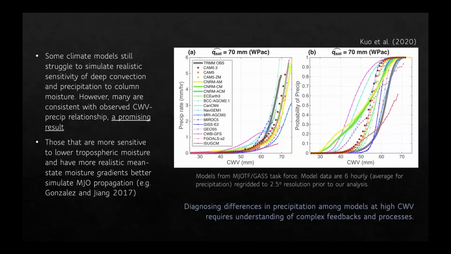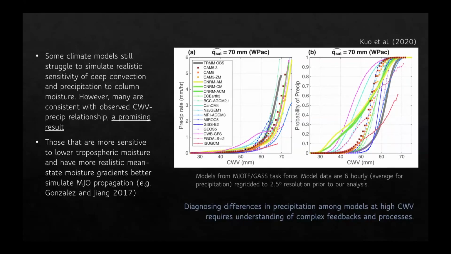And in fact, those that are more sensitive, and this is just a nod to explaining that this is a relationship that is important across scales, are the models that are more sensitive to lower tropospheric moisture and have more realistic mean state moisture gradients, which end up better simulating MJO propagation, et cetera.